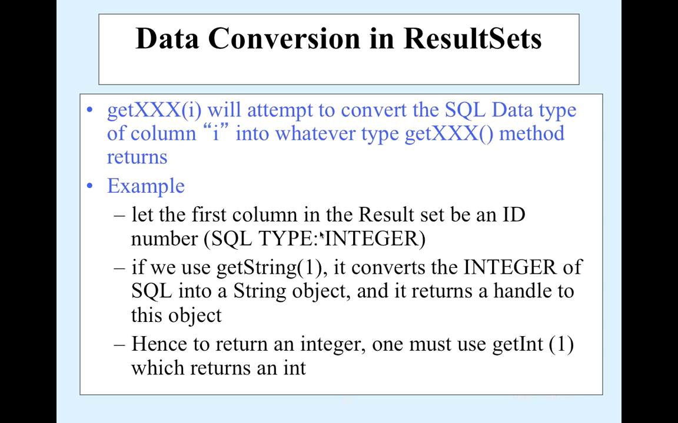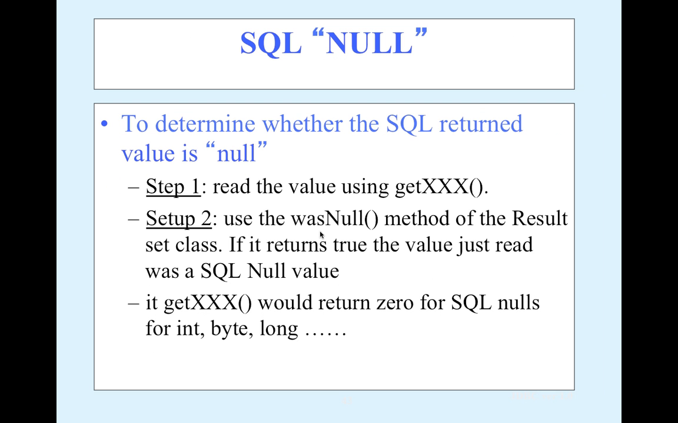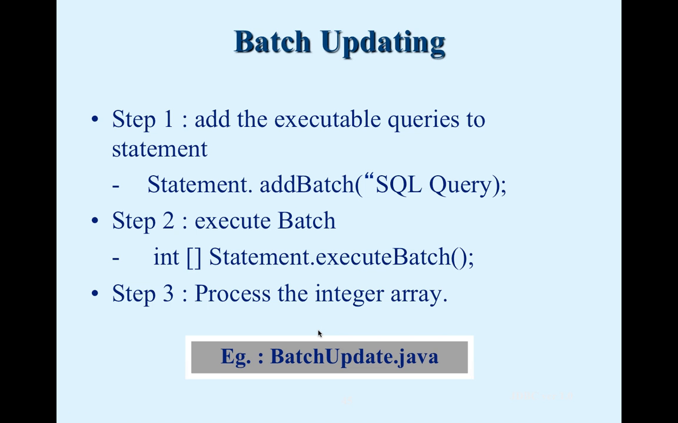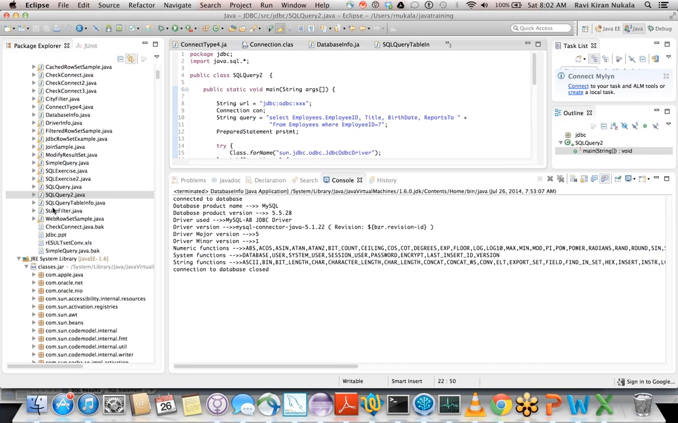Okay. So for data conversion, you're just going to use rs.get and all that. Passing parameters to SQL statements to retrieve a row based on this. Solution, use prepared statement. The problem with the above statement is that employee is having value string 3 and not int 3. That's fine. So you can actually pass in int 3 by using a prepared statement. Okay.